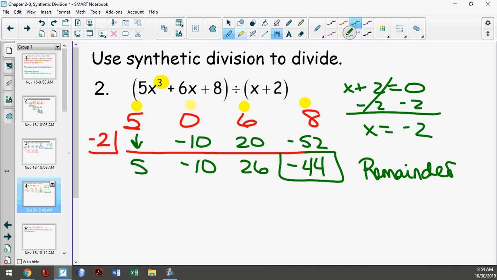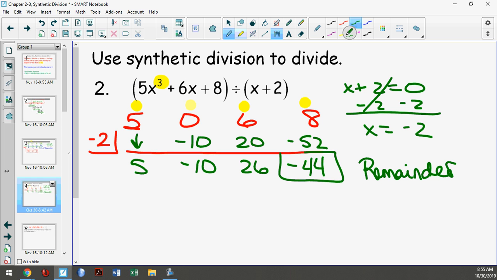Now, is 2 or negative 2 a factor of this polynomial? Why is this not a factor? Because the remainder was not 0. Do we all understand that? So since the remainder was not 0, I know this thing is not a factor.